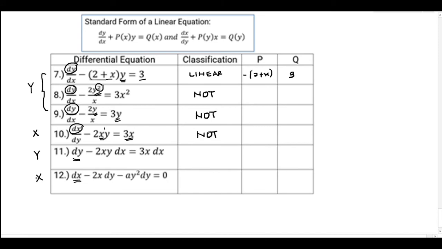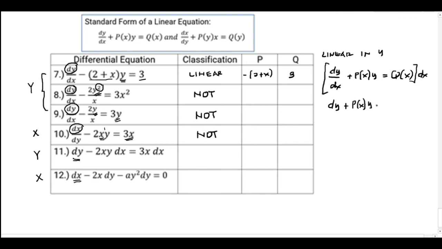We can prove this concept if we are going to expand our standard form. For example, in our linear equation in variable y, the equation is dy over dx plus p(x)y is equal to q(x). If we are going to multiply this by dx, we have here dy plus p(x)y dx is equal to q(x) dx. So we have here 3 terms and only one is the dy term.